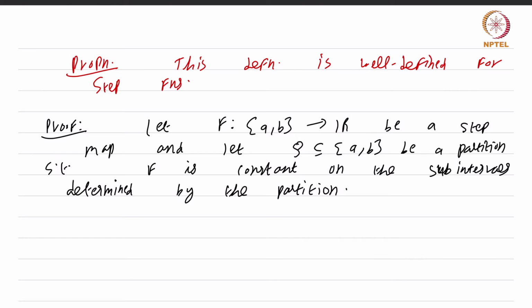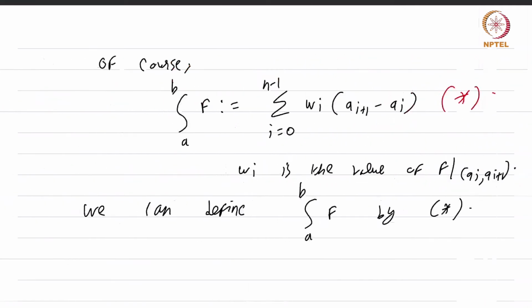Now the standard trick that we are going to use is we have to show what possible issue could arise in this definition. f is a step function. There is no unique partition p such that f is constant on the subintervals determined by p. There could be millions of them, right? We just know that there is one such partition. How do you know that this sum star is going to be the same irrespective of the choice of partition you make?